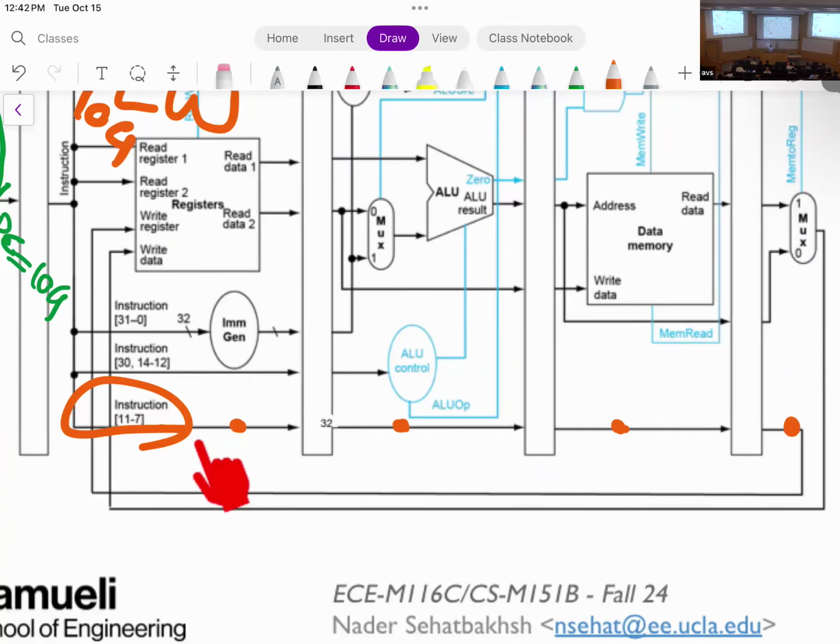None of these 4 points in my design have the same value, although all of them are technically the same field of the instruction, but none of them are actually the same value. Sorry, this is RD, I think. Yeah, this is RD. None of them are actually the same because there are 4 different instructions in each pipeline stage. Each one has a different RD. Does that make sense? Cool.